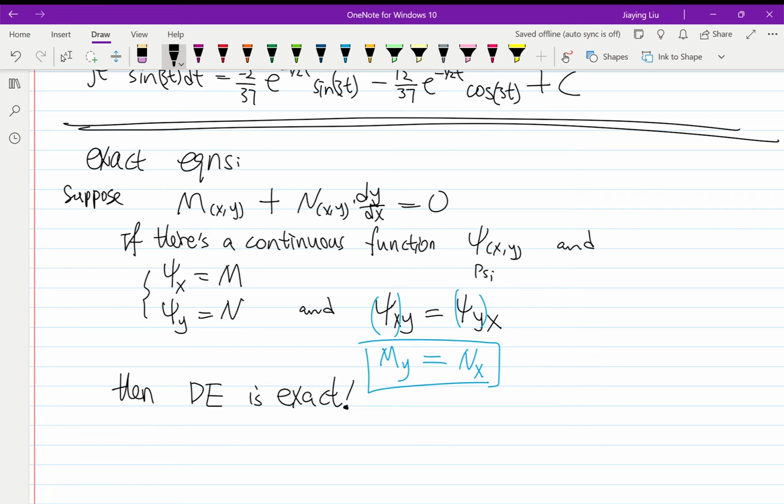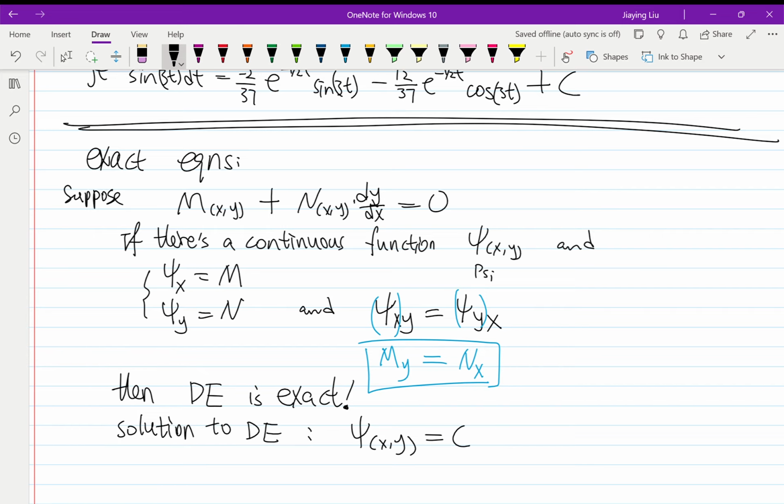Okay, what's the benefit of the equation being exact? The benefit is that the solution to the differential equation we know immediately: it's going to be psi of x and y equals a constant c. So if we know the equation is exact, we end up with those two relationships, we know this equality is true, and we also know the solution. What does the solution look like?